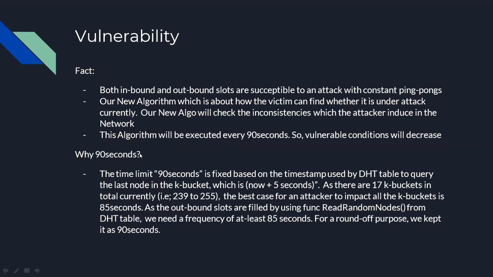Now the question: why 90 seconds? Remember, there are 17 K buckets in the DST table currently, that is from 239 to 255. And the last node in the K bucket is queried for availability every 5 seconds. So as you can see, the best case for an attacker to impact all K buckets is 85 seconds, which is 17 into 5. As the outbound slots are filled by using the function read random nodes from DST table, we need a frequency of at least 85 seconds, if not less, to detect the attack. For rounding purposes, we kept it as 90 seconds.